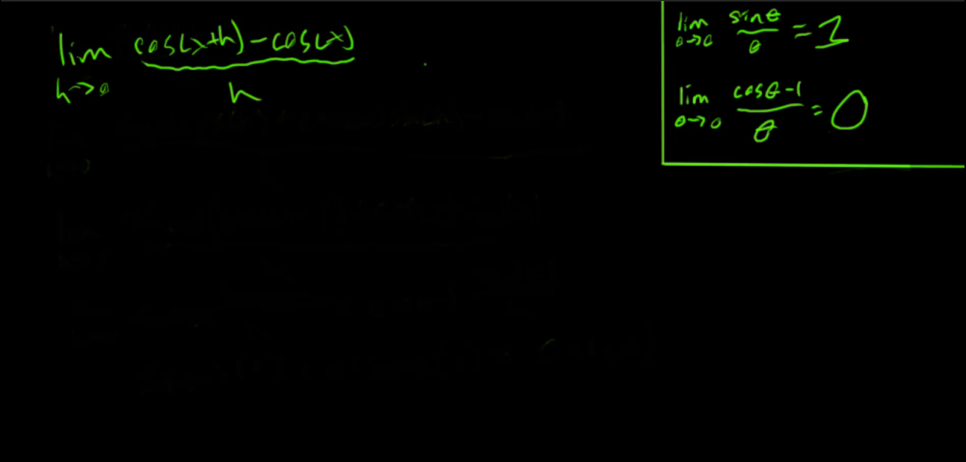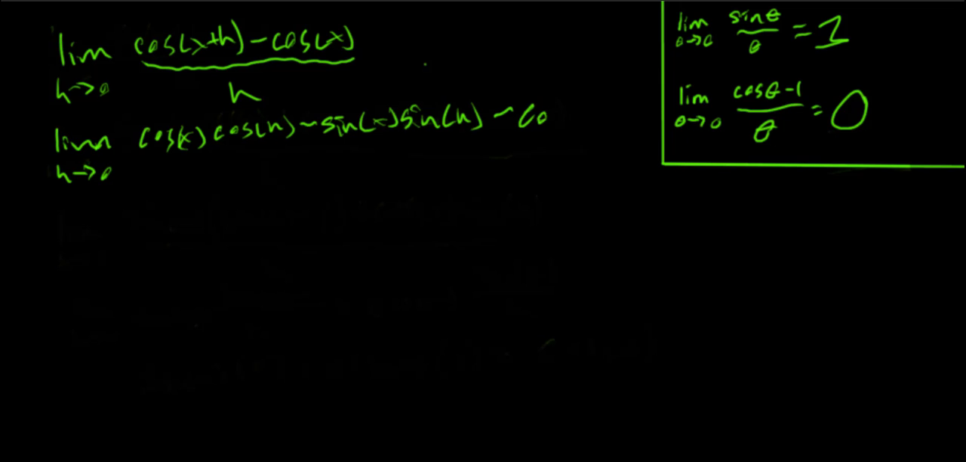And now we're going to do the exact same thing. We're going to use our knowledge from pre-calc and use one of our trig identities, because it turns out that cosine of x plus h can be written as cosine x times the cosine of h minus the sine of x times the sine of h. And then we have our minus cosine x still here. And all of that is over h.